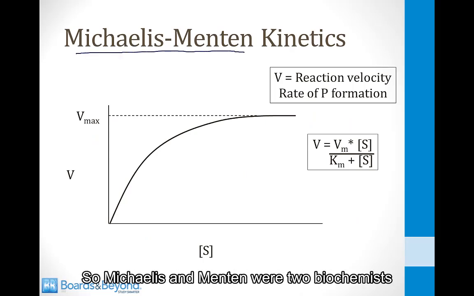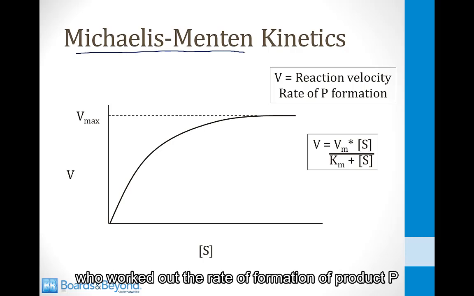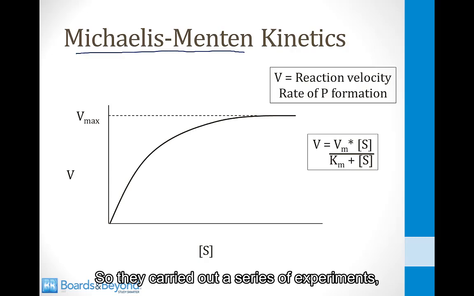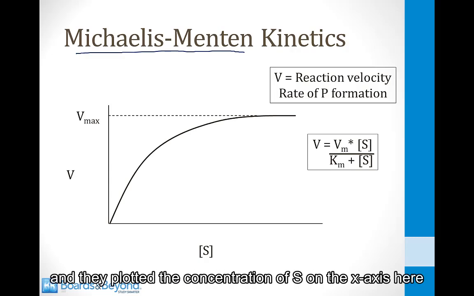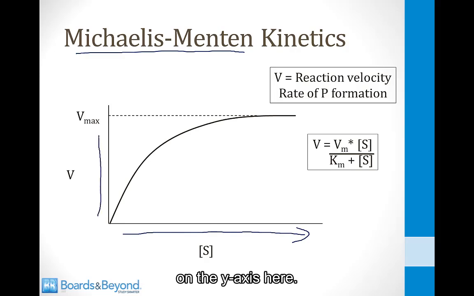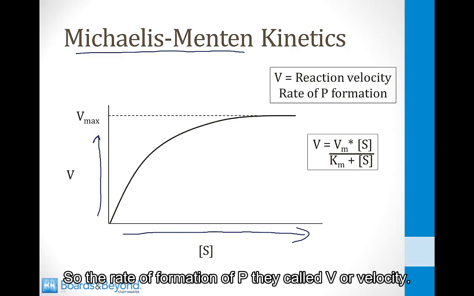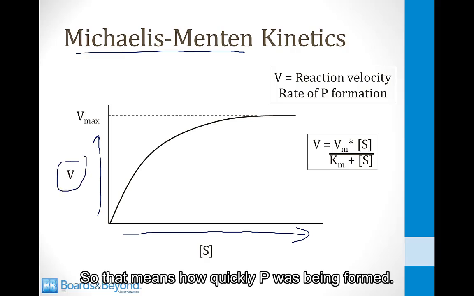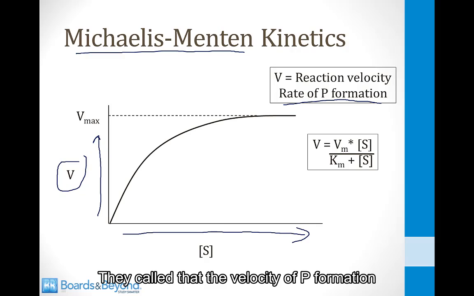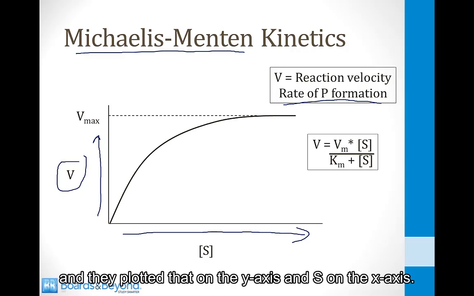So Michaelis and Menten were 2 biochemists who worked out the rate of formation of product P as a function of the concentration of S. So they carried out a series of experiments like what I just described, and they plotted the concentration of S on the x-axis here, and they plotted the rate of formation of P on the y-axis here. So the rate of formation of P they called V, or velocity. So that means how quickly P was being formed. It might be moles per minute or moles per hour. They called that the velocity of P formation, and they plotted that on the y-axis and S on the x-axis.